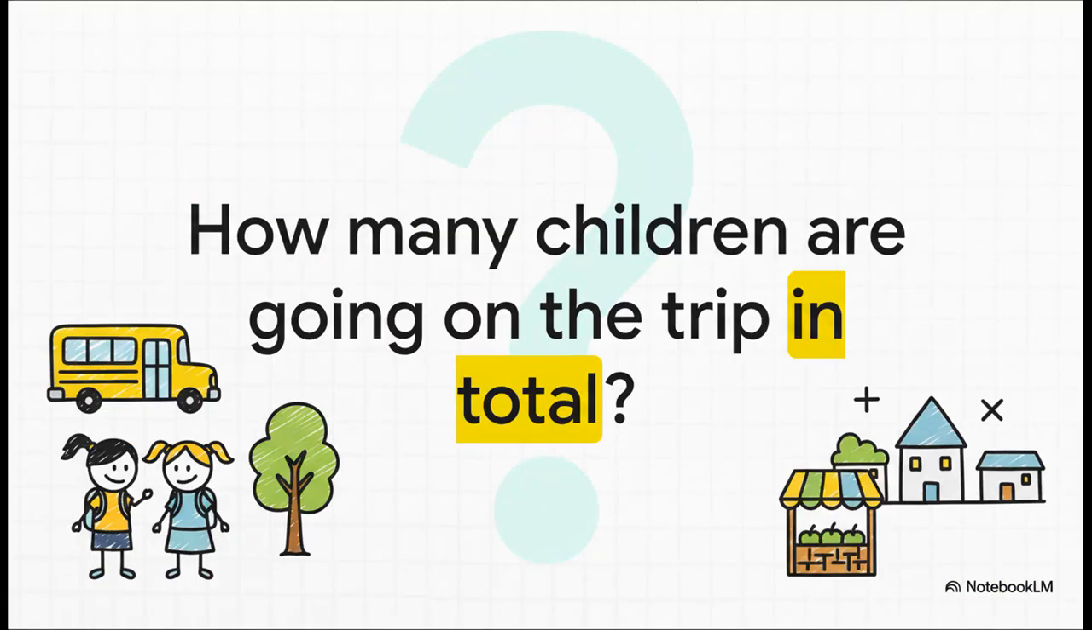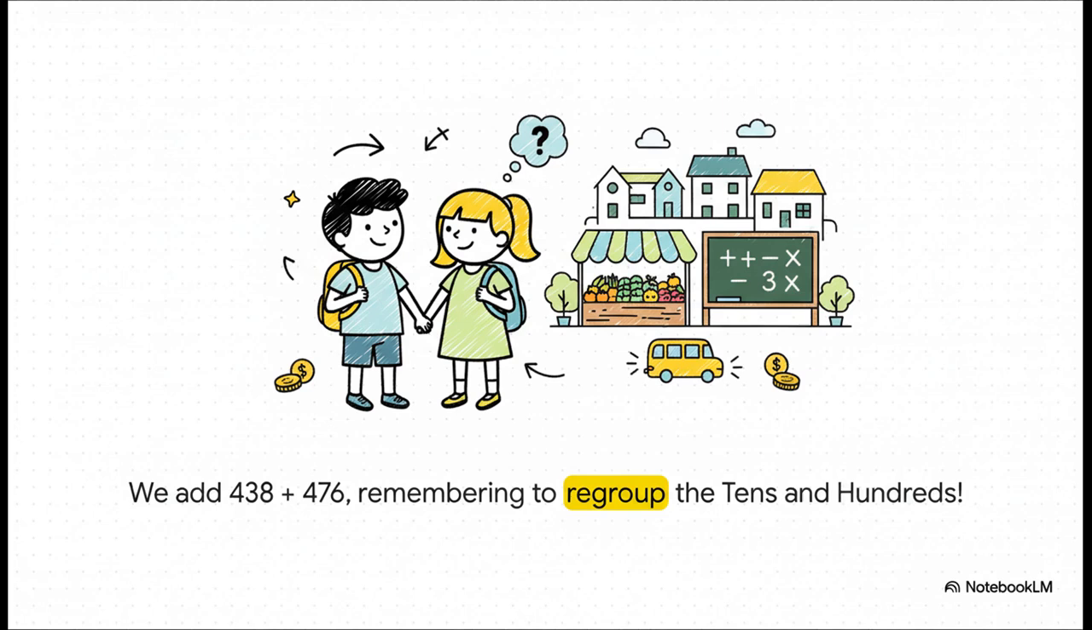Okay, so from Daisy's school, there are 438 children, and from the other school, there are 476. To find the total number of children going on this trip, what do we need to do? That's right, we just need to add them together. Now, when we add big numbers like these, we always start with the ones place, all the way on the right. Then we move to the tens, and finally the hundreds. And of course, don't forget to carry over or regroup whenever a column adds up to 10 or more.